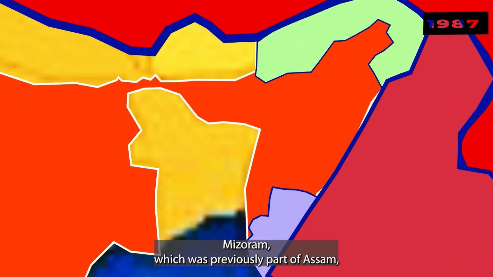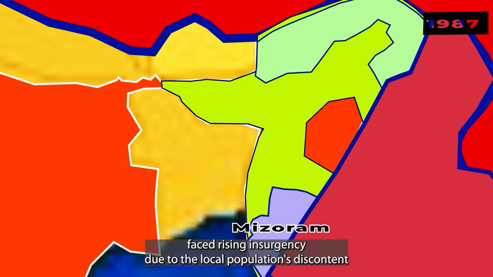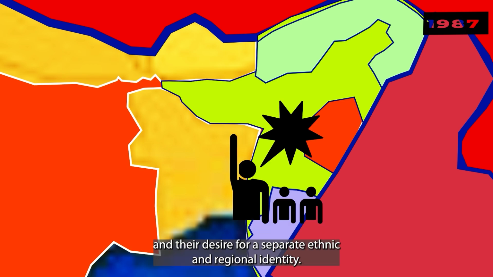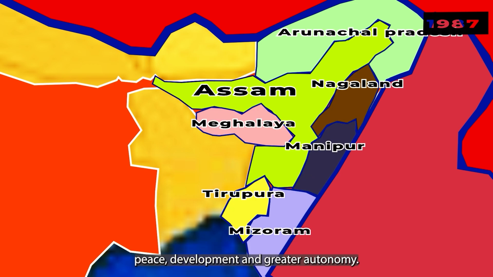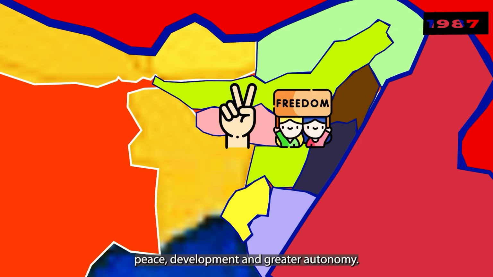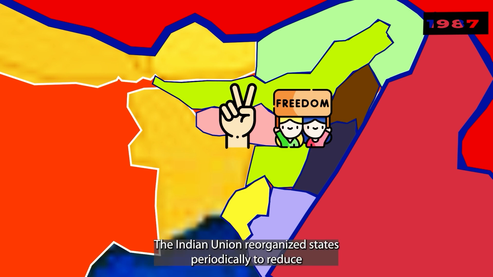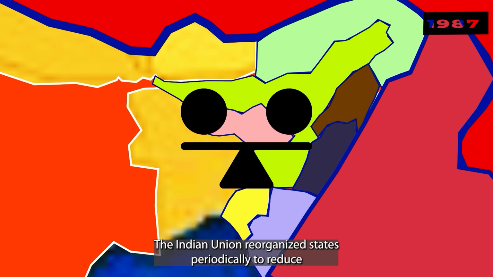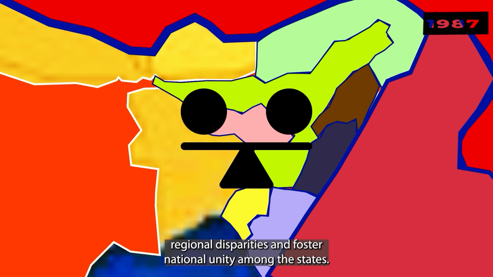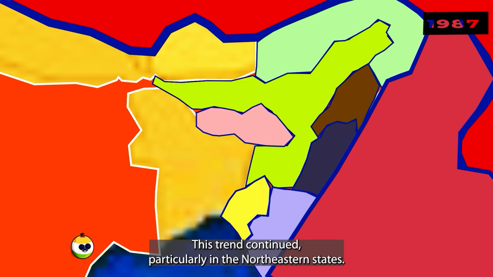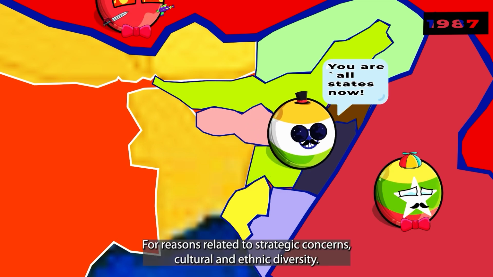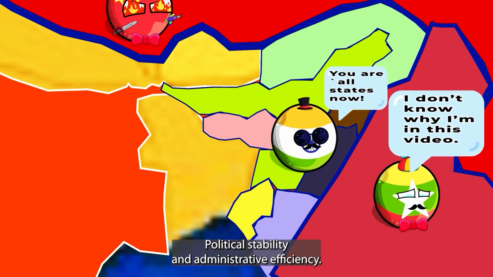Mizoram, which was previously part of Assam, faced rising insurgency due to the local population's discontent and their desire for a separate ethnic and regional identity. In response, the Indian government granted statehood in the hope of achieving peace, development, and greater autonomy. The Indian Union reorganized states periodically to reduce regional disparities and foster national unity among the states. This trend continued, particularly in the northeastern states, for reasons related to strategic concerns, cultural and ethnic diversity, political stability, and administrative efficiency.